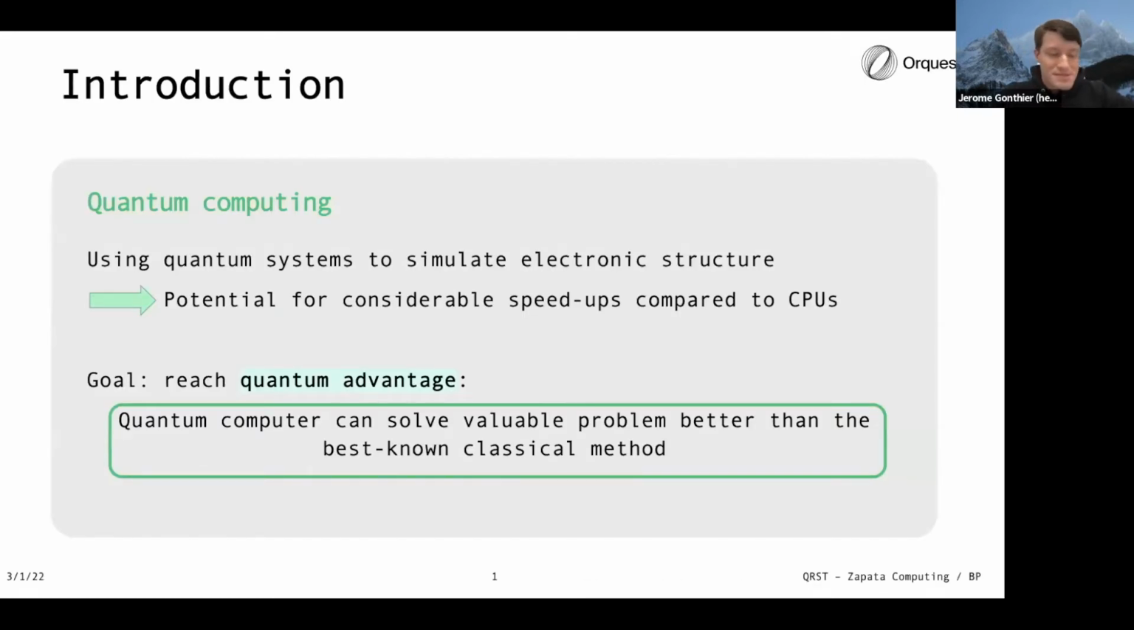Quantum computing has the promise to help us simulate electronic structure systems, because we can use a quantum system to simulate electronic structure systems. The promise is that considerable speedups are possible in quantum computing compared to classical computing. So the goal is to reach quantum advantage in these electronic structure simulations, the point where a quantum computer can solve a valuable problem better than the best known classical method.